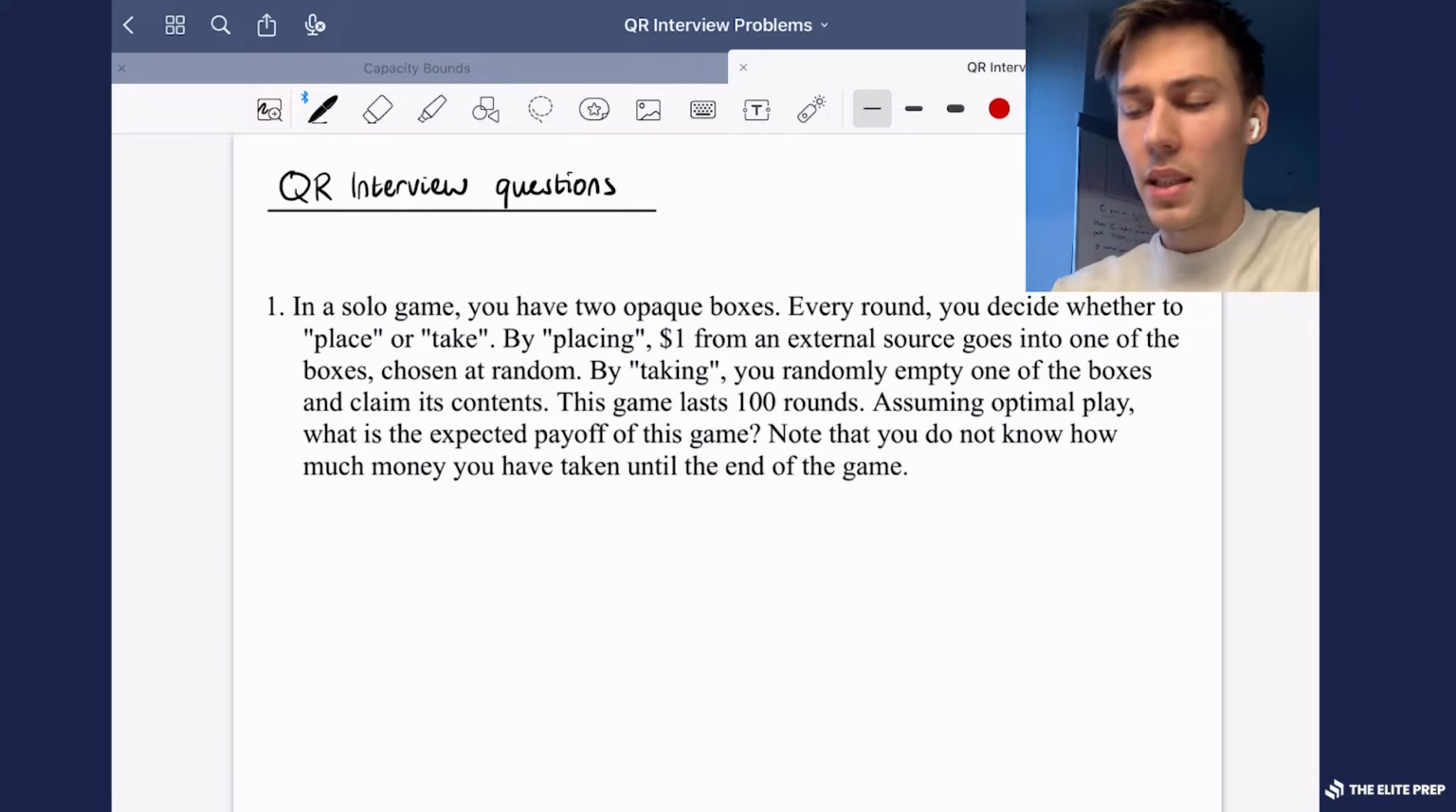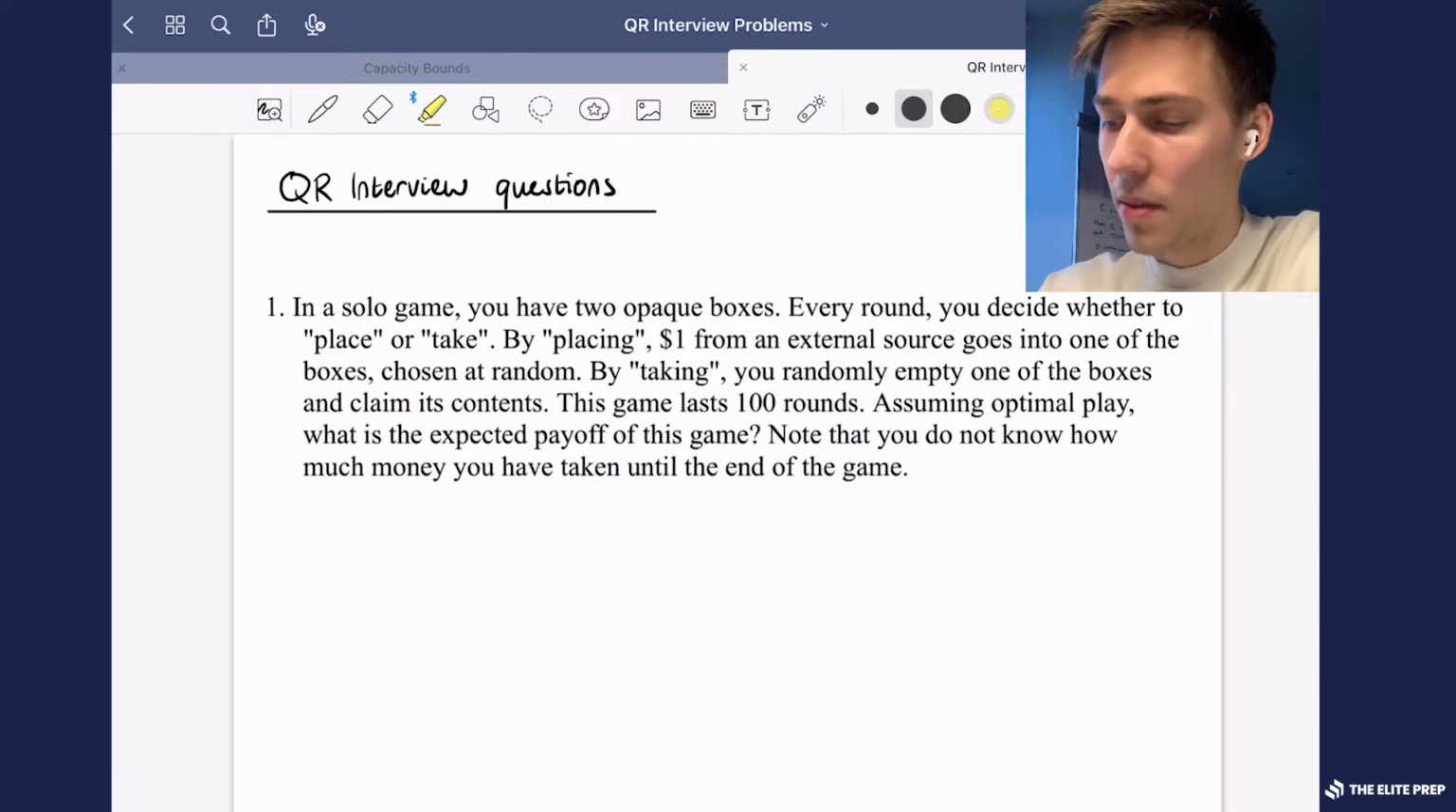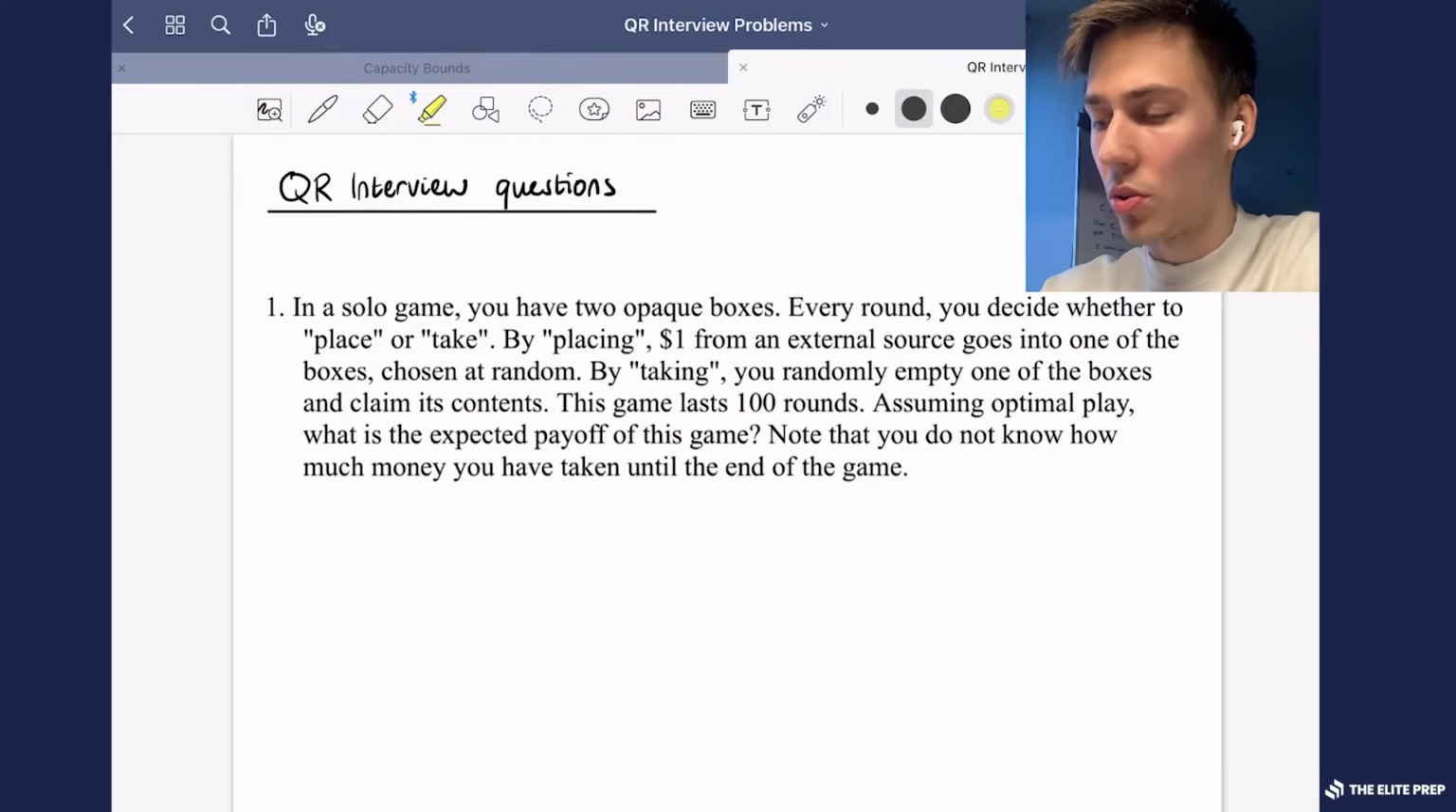The question I'm going to be tackling today is the following. In a solo game, you have two opaque boxes. Every round, you decide whether to place or take. By placing, $1 from an external source goes into one of the boxes chosen at random. By taking, you randomly empty one of the boxes and claim its contents. This game lasts 100 rounds. Assuming optimal play, what is the expected payoff of this game? Note that you do not know how much money you have taken until the end of the game.